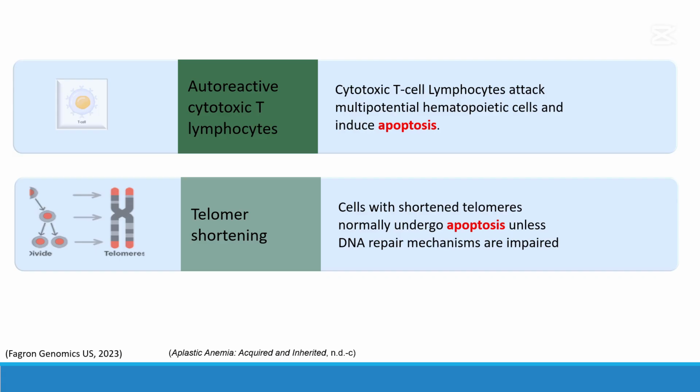Another important mechanism in aplastic anemia is telomere shortening. Telomeres are protective caps at the end of our chromosomes, like the plastic tips on a shoelace. Every time a cell divides, these caps get a little shorter. When they become critically short, the cell can no longer divide safely and usually undergoes apoptosis. In aplastic anemia, if DNA repair mechanisms fail, these shortened telomeres lead to premature death of blood-forming stem cells. This reduces the bone marrow's ability to produce healthy blood cells, contributing to the disease.